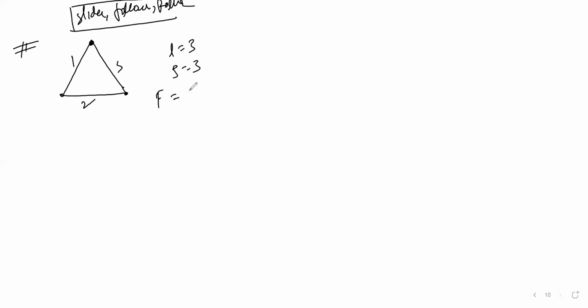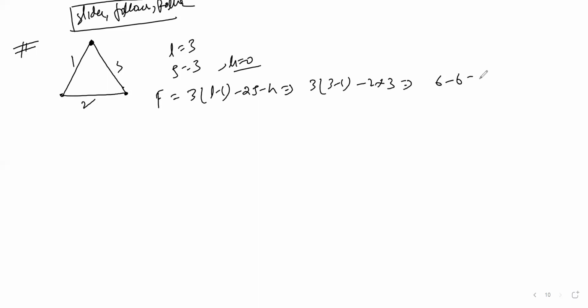So we'll check it here. 3 into L minus 1 minus 2J minus H. So in that the higher pair is 0. So 3 into 3 minus 1 minus 2 into 3. 3 threes are 9, minus 1... so it's 6 minus 6. See, the degree of freedom is 0.